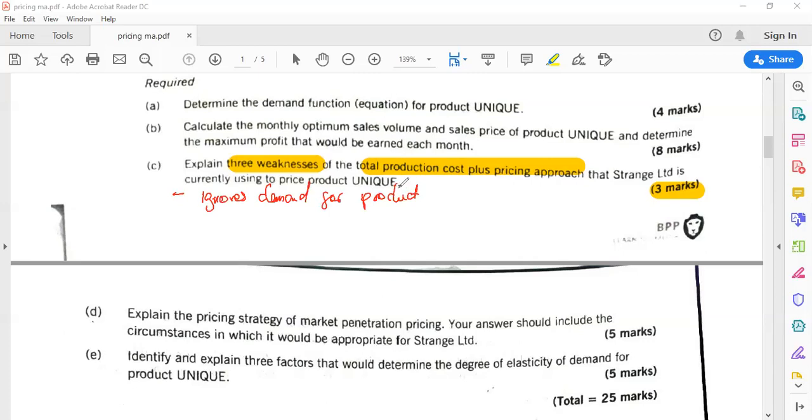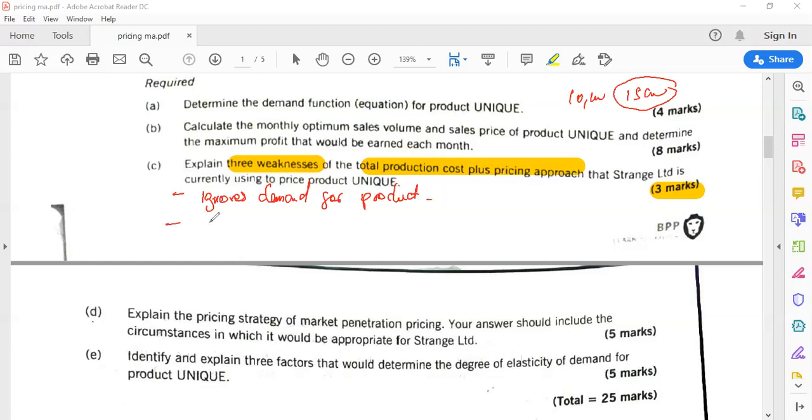Because the price that is determined may not be the profit maximizing price, as the relationship between sales volume and price is not established. So you may say we've spent 10,000, so let's sell at 15,000. But this price may not even be the profit maximizing price. So you have to give that reason.